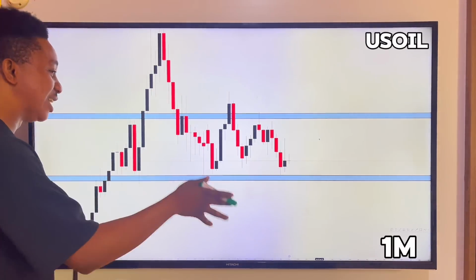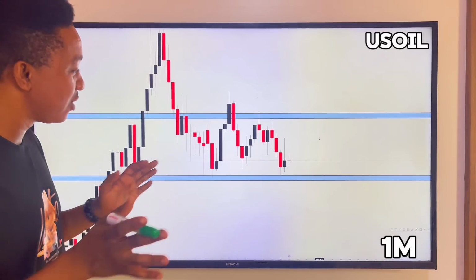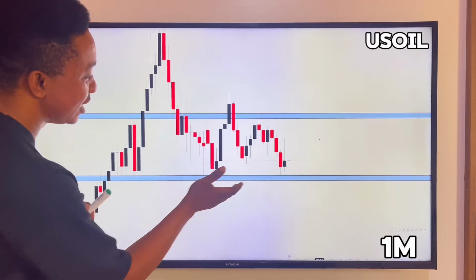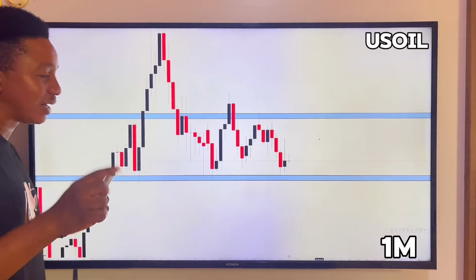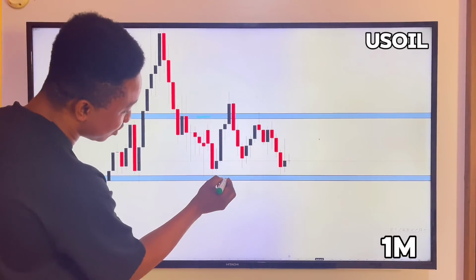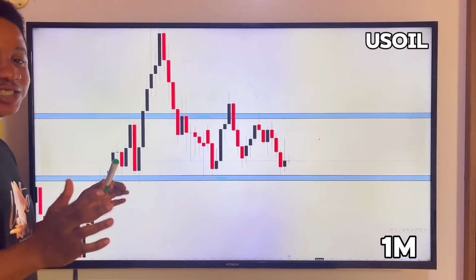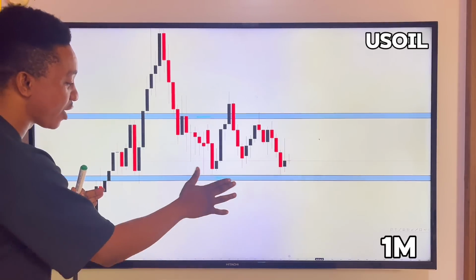We simplify the complicated. Alright, so our first bet on the list on our pre-market analysis this weekend is going to be US oil. Now let's dive into it. Starting on the monthly time frame, we have the monthly upper zone and the monthly lower zone. Now let's put meaning into this time frame very quick as well.